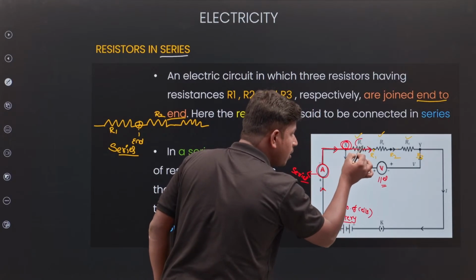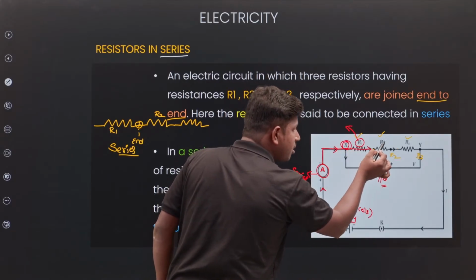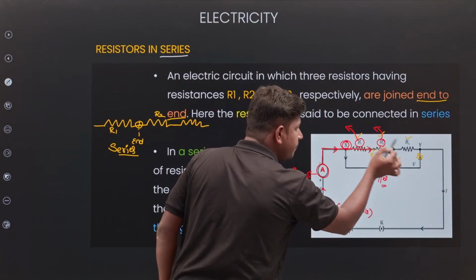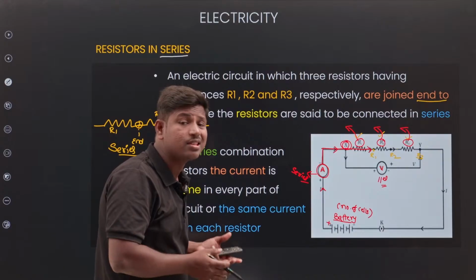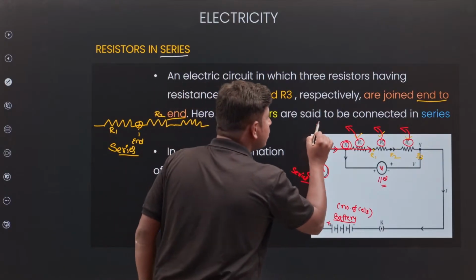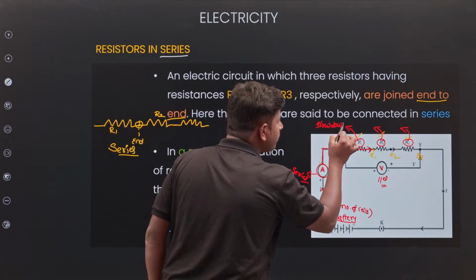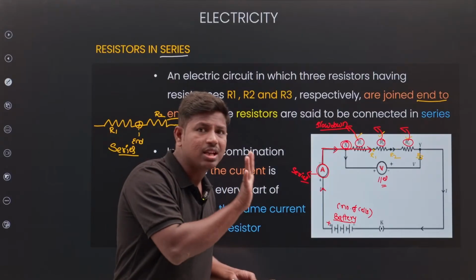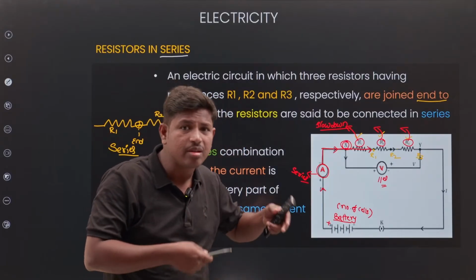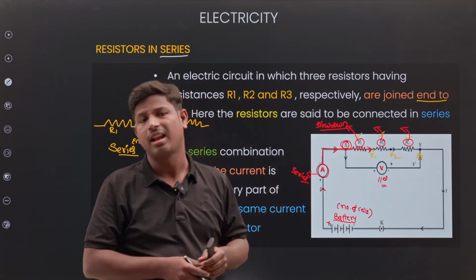See R1. What is R1? Resistor of the first one. R2, resistor of the second one. R3, resistor of the third one. So resistance means what? It slows down the movement of electrons. What does it do? It opposes the flow. That's it. Resistor means it opposes the movement of electrons.